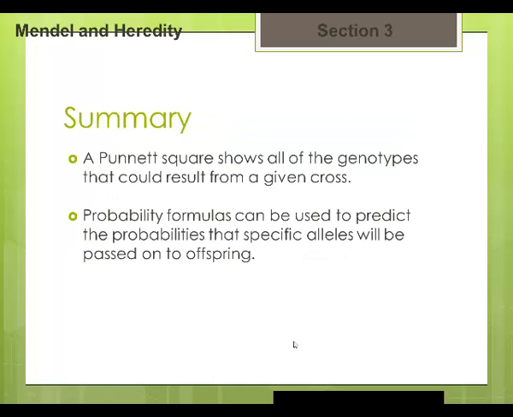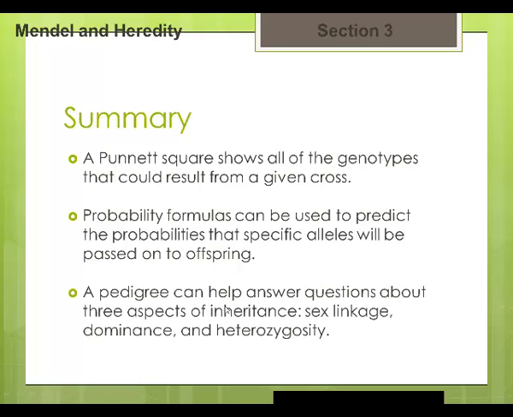So in summary, a Punnett square shows all of the genotypes that could result from a given cross. Probability formulas can be used to predict the probabilities that specific alleles will be passed on to offspring. A pedigree can help answer questions about three aspects of inheritance: sex linkage, dominance, and heterozygosity.